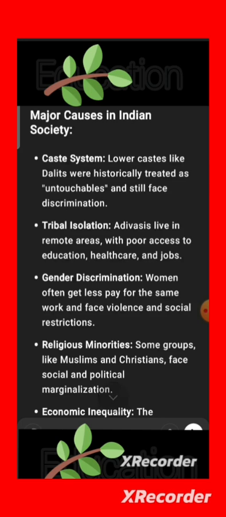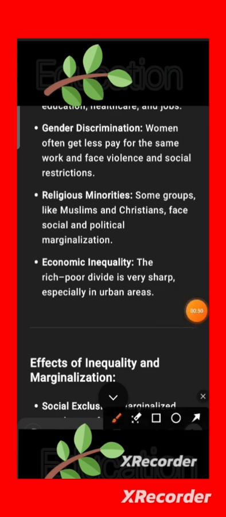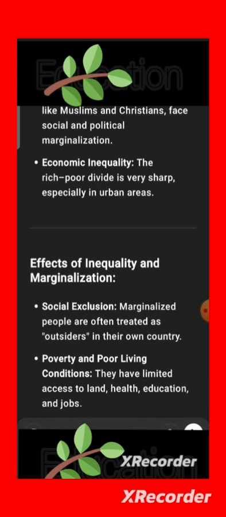Major causes in Indian society: caste system, tribal isolation, gender discrimination, religious minorities, economic inequality. The rich and poor divide is very sharp, especially in urban areas.